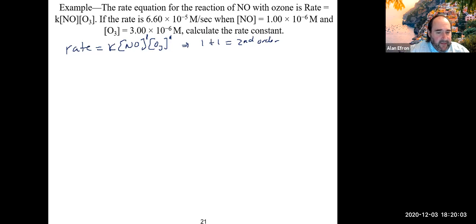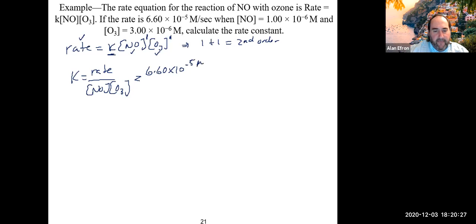In this particular case, we're given the concentrations and we are given the rate at that particular point in time. So we do want to just solve for k. So if we do that, k would equal the rate divided by NO and our O3. So this one is not too bad. Just kind of plug and chug into here. So our rate is 6.6 times 10 to the minus 5 molar seconds, divided by our NO, which is 1 times 10 to the minus 6 molar, and our O3, which is 3 times 10 to the minus 6 molar.